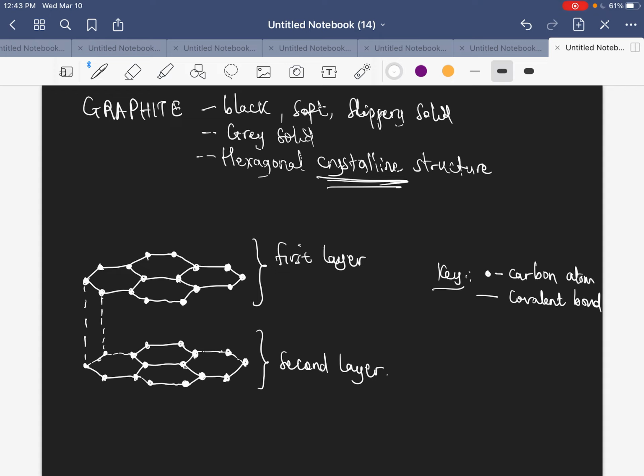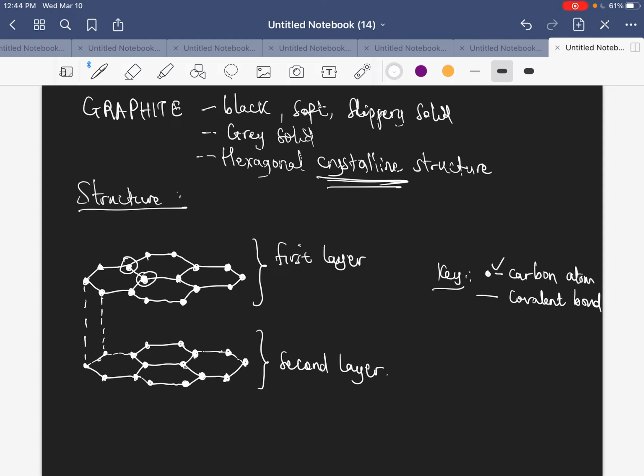Okay, let me briefly talk about the structure. Now, for graphite, each carbon is bonded to 3 other carbon atoms. If you look at this structure, this is a carbon atom, this is a carbon atom, because we can see our key. It shows us the carbon atoms. Then a line represents the covalent bonds.